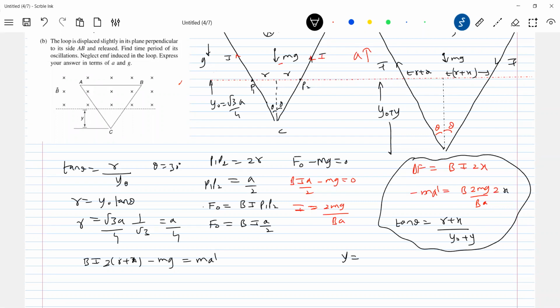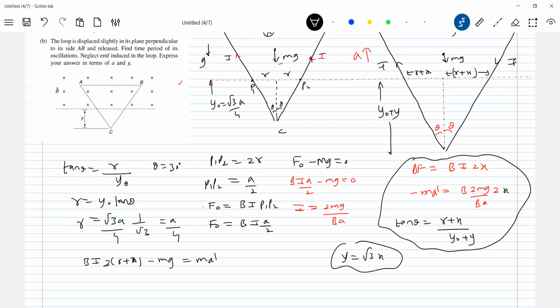Y equal to root 3x. So if you are unable to think this logically, directly go for this.